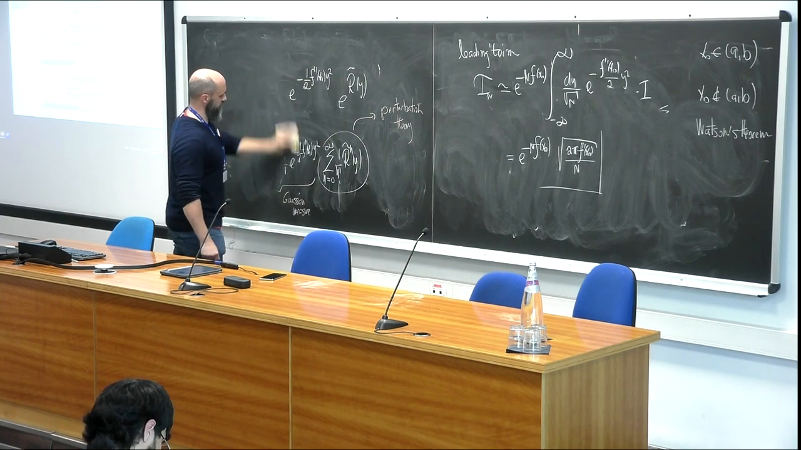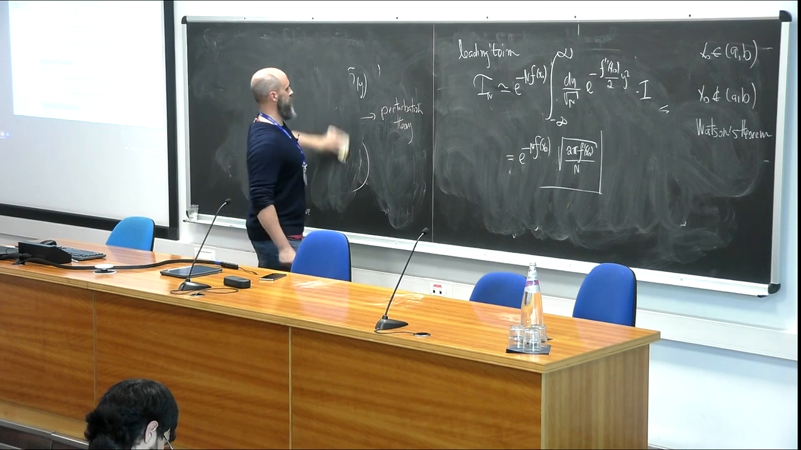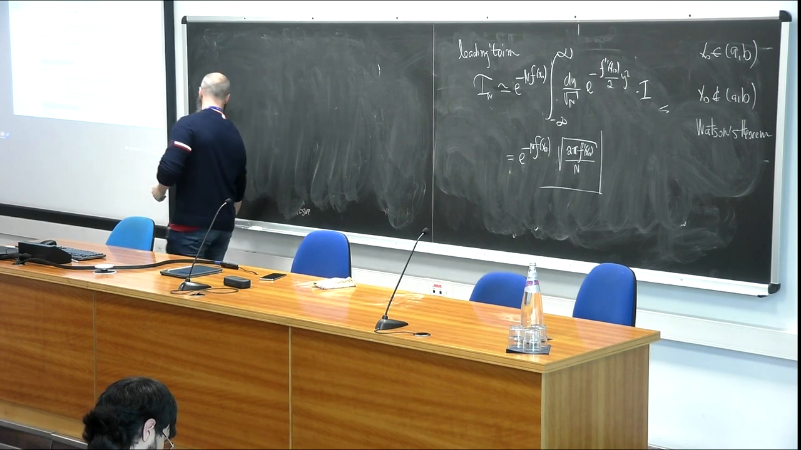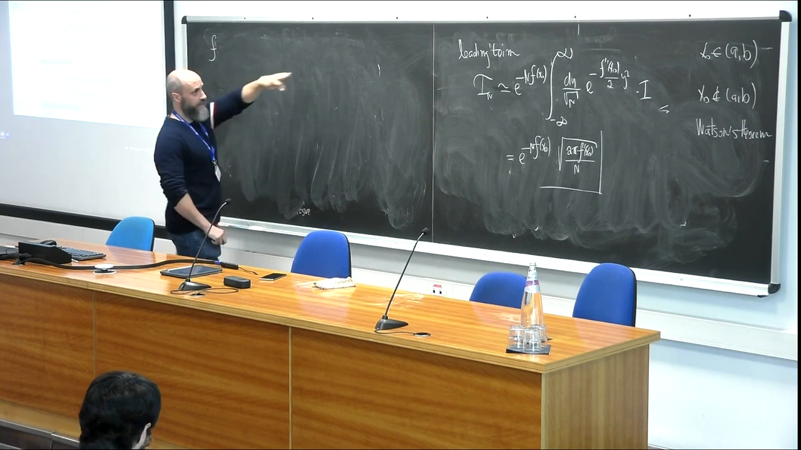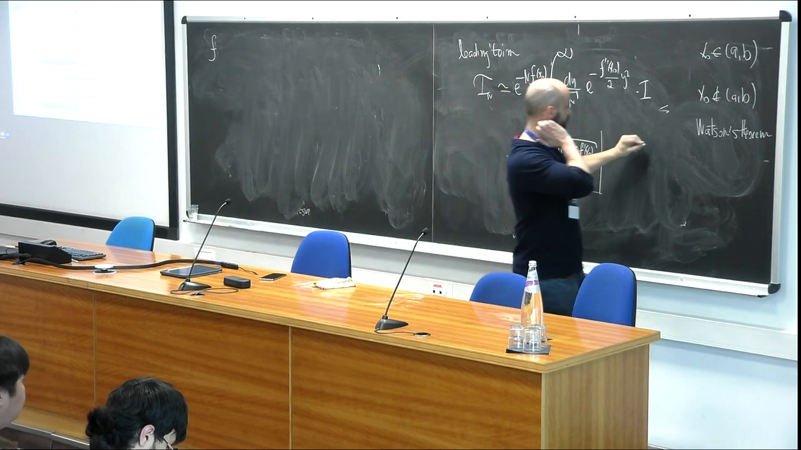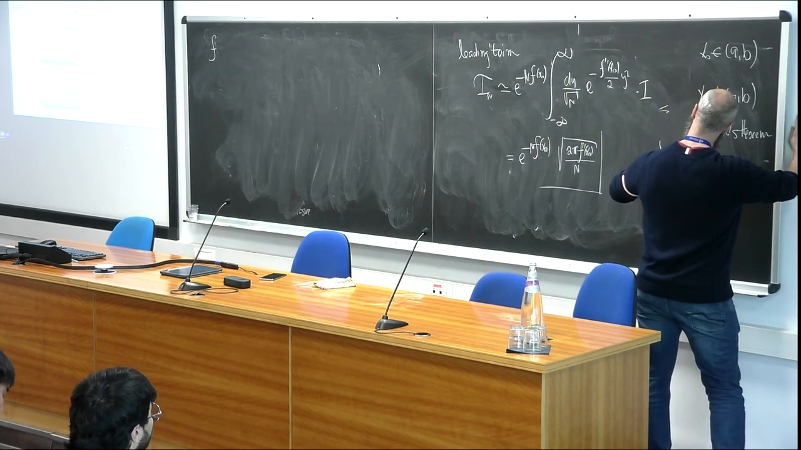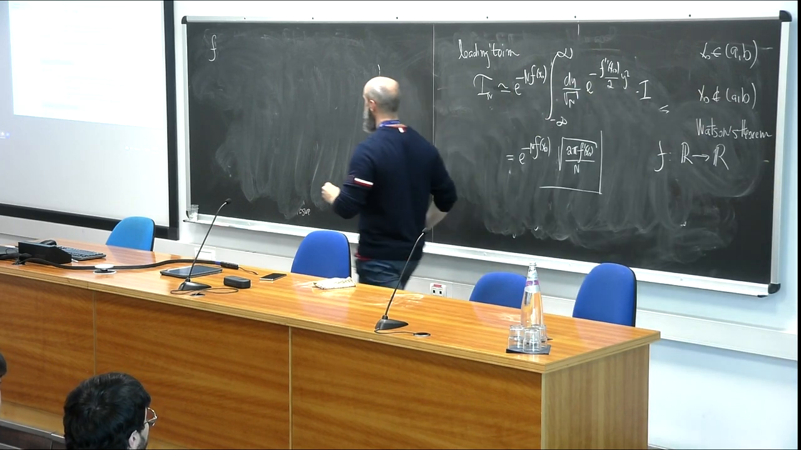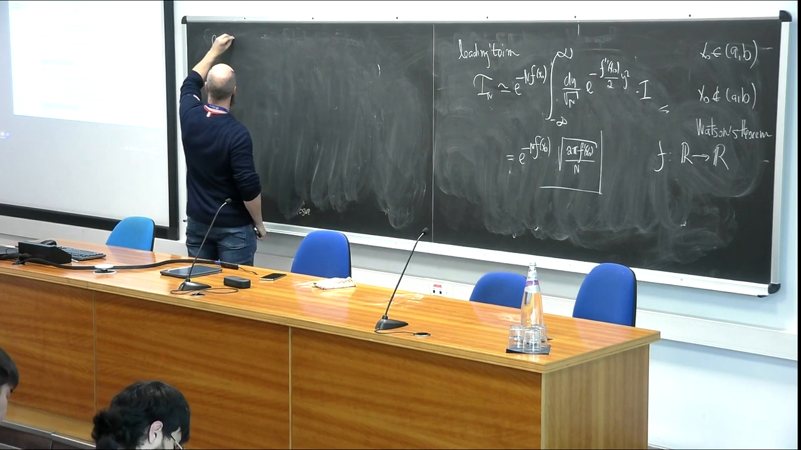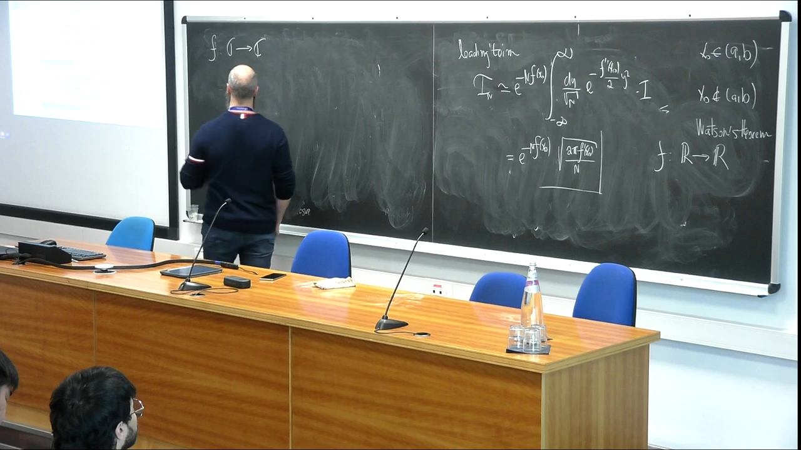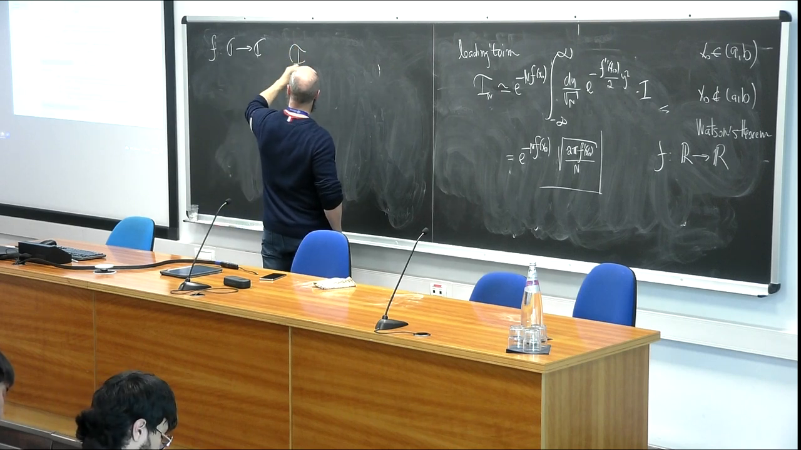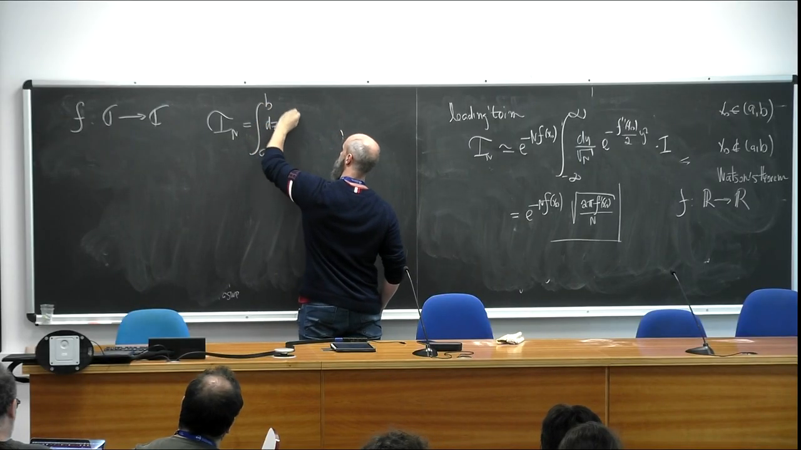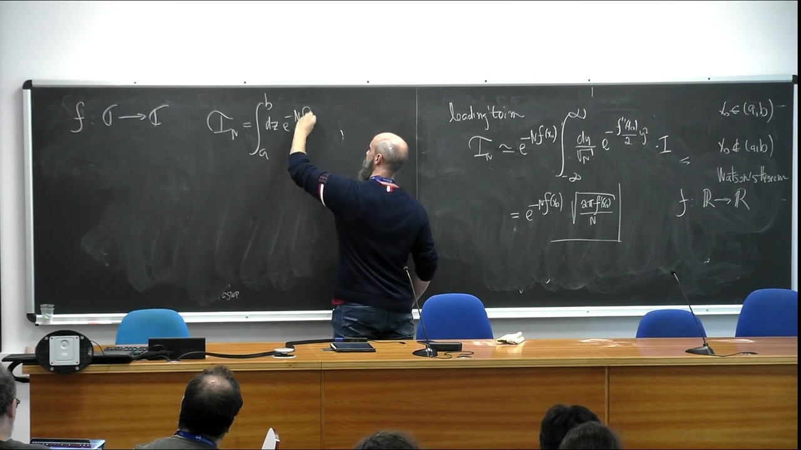Okay, so suppose now that, before, so this function here for the Laplace method is a function from R to R. Suppose now that I have a function f in the complex plane, and I have the same type of integral. So I have the integral from A to B of the exponential of minus n f of z.